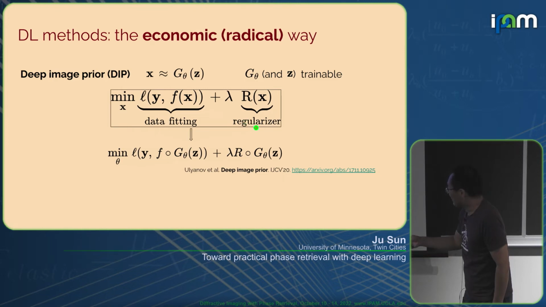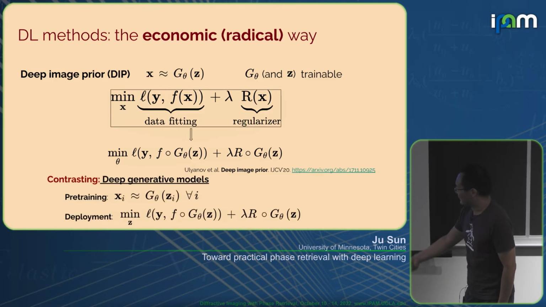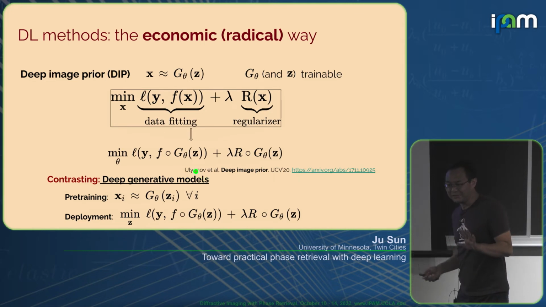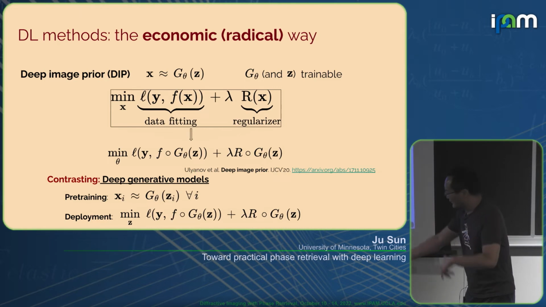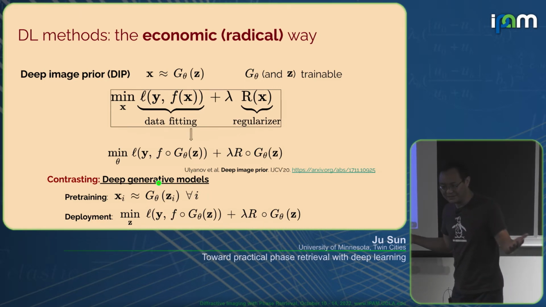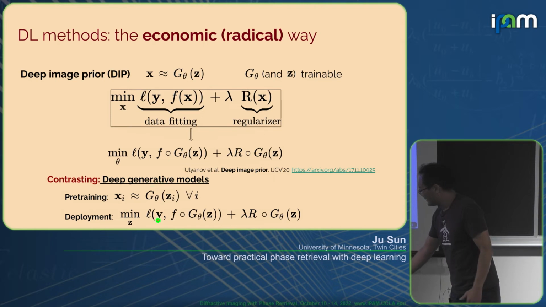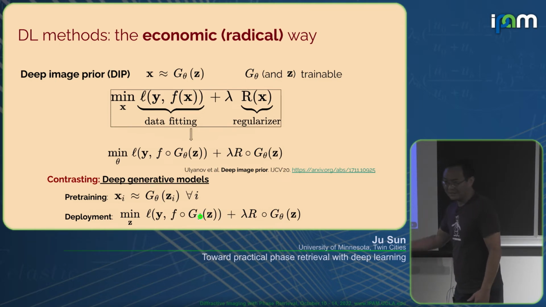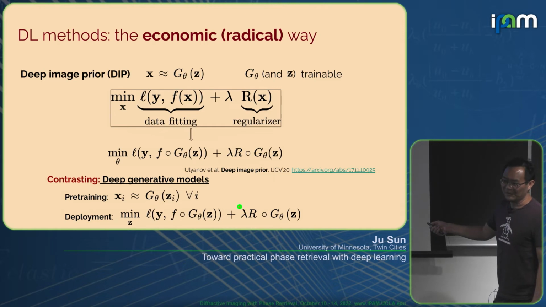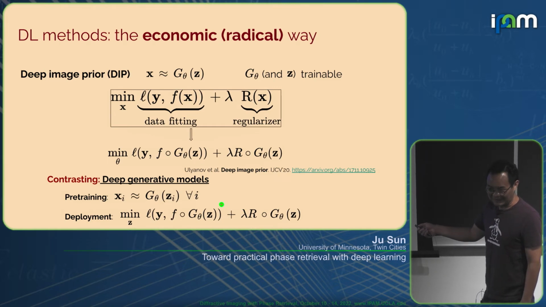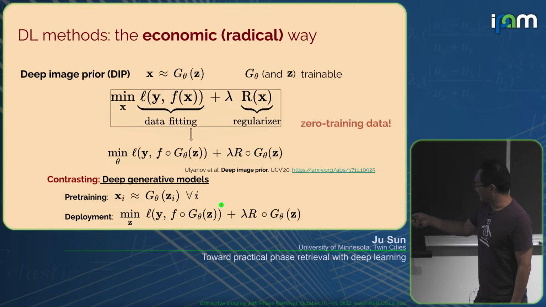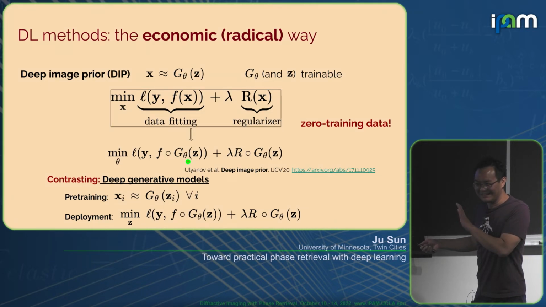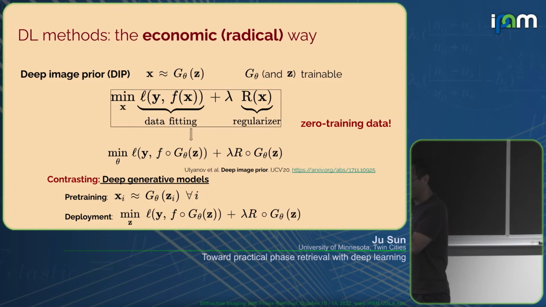But one thing I want to emphasize here is that this is actually very, very different from the deep generative models, because deep generative models still have a training set. They would train this G theta beforehand, and then plug it in. Their optimization is then with respect to the seed Z. The deep image prior is a no-training-data approach. There's zero training data. What you do is basically just reparameterize your X as this. That's it. So I would largely classify it still as a classic method instead of a data-driven method.